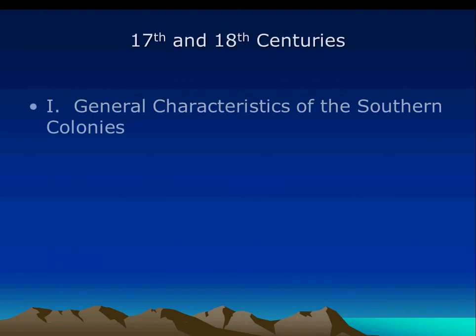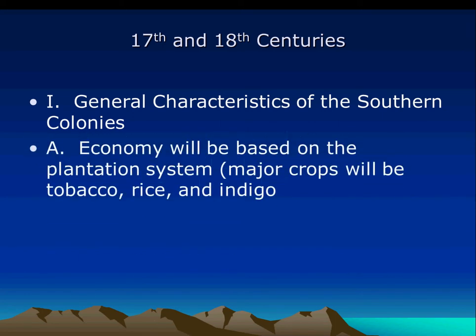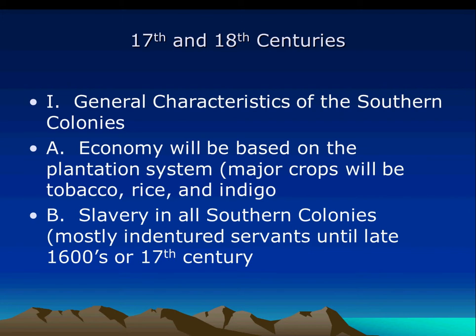When we look at the settlement patterns, from about the 17th century to the 18th century is the time period that they were settled. There will be 5 colonies in the southern colonies, which would be Maryland, Virginia, North and South Carolina, and Georgia. We'll specifically look at the Chesapeake area. As far as basic characteristics of this region, the economy was based primarily on plantations, and they raised tobacco, rice, and indigo. These were their cash crops.